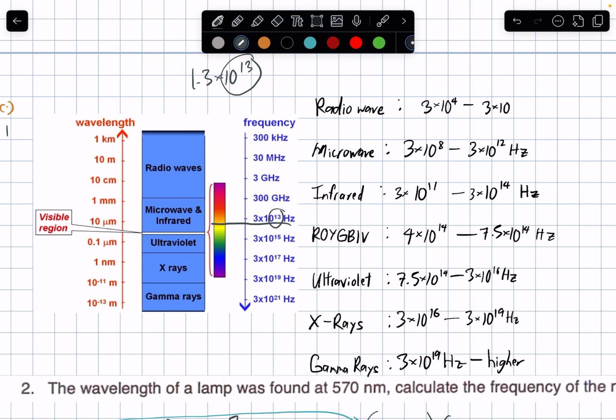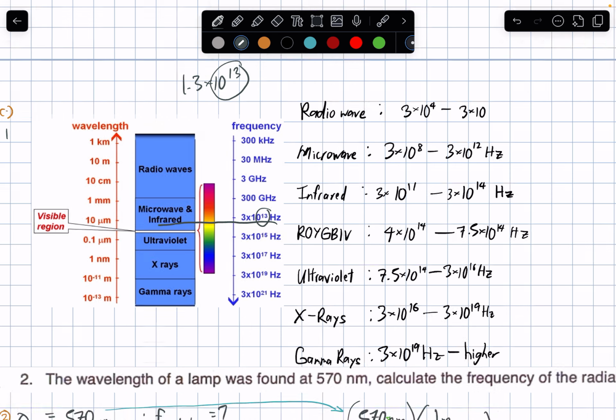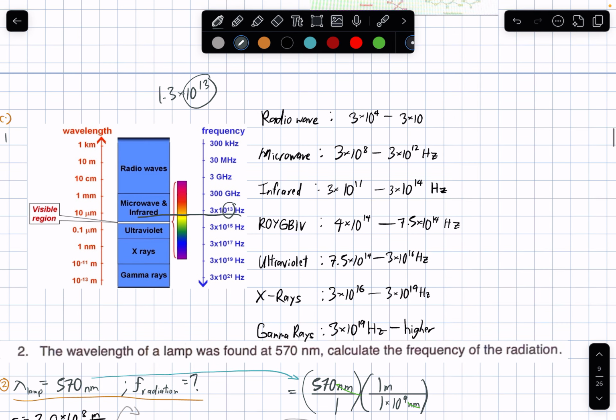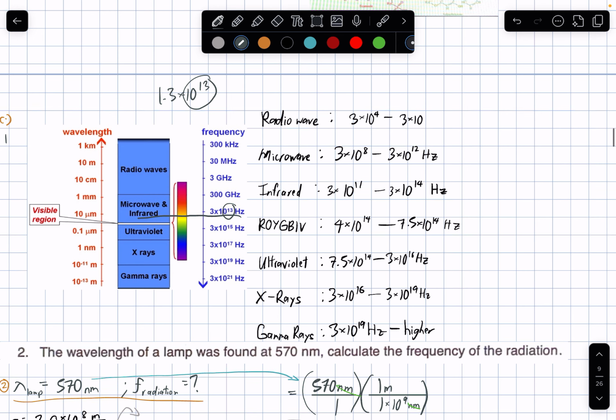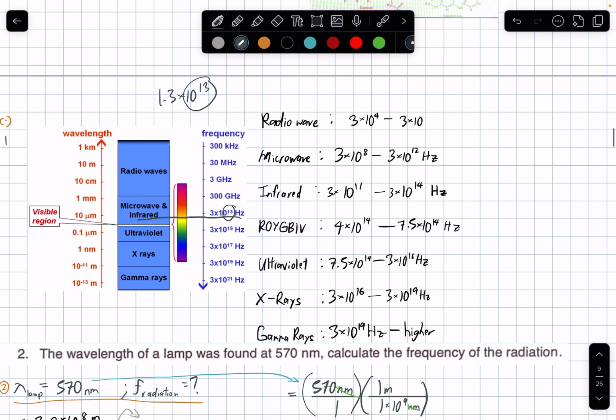So what region does this correspond to? So microwave and infrared, but more on microwave. So the answer is going to be microwave. Even though the range here is usually just between 10 raised to 8 to 10 raised to 12, it can still vary. Because even for infrared, 10 raised to 13 is within this range. So yeah.